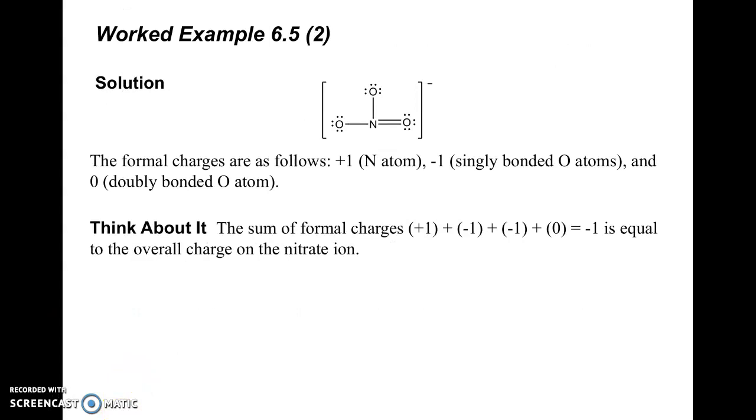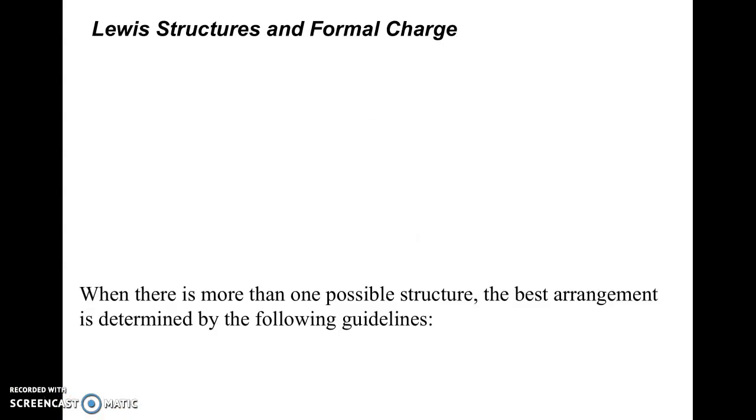So what we see is that the nitrogen has a +1 charge, the singly bonded oxygens are each a -1, and the doubly bonded oxygen is 0. So when you add those up, you get a charge of -1, which is what nitrate has on it. So formal charges may not be true charges, but they are very useful to us.